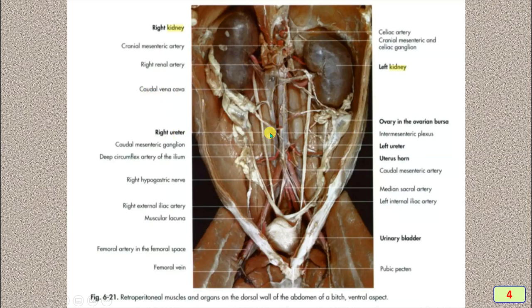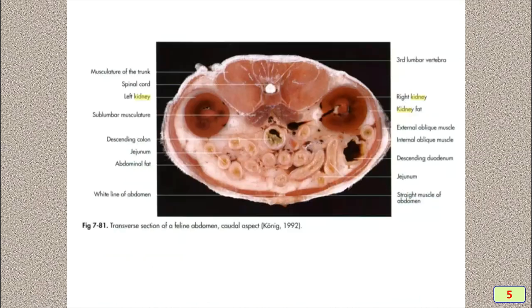This is the right ureter, this is the left ureter. Then the uterine horn is located here, which extends up to the kidneys, and the caudal region is there, and the right external iliac arteries are there. Then this is the uterus. Ovaries are present in the ovarian bursa, left and right ovaries. And these two small structures are the uterus. Then the femoral vein, etc., are located in a dog.